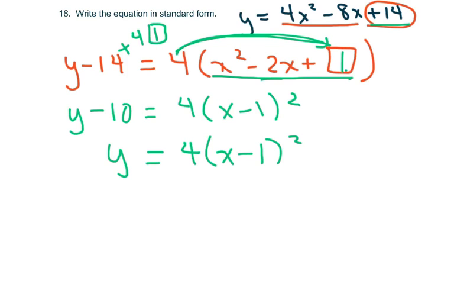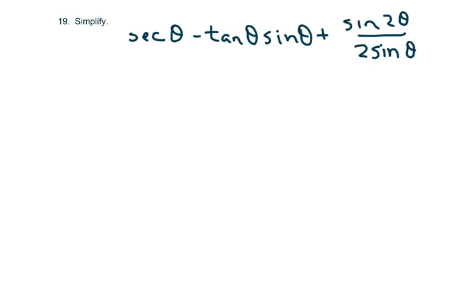Okay, the next one is an identity. No, it's not an identity. They just want you to simplify this. So that's what we're going to do. And usually when you simplify, you want to write everything in terms of sine and cosine. So that's what I'm going to do.